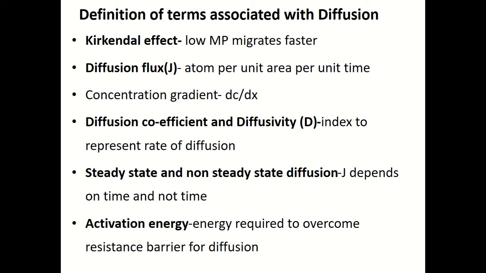Or it is nothing but the number of atoms of one plane moving to unit area of another plane per unit time. That is also correct. The number of atoms, that is the mass flow of atoms per unit area per unit time. And please note that the diffusion flux is always proportional to the concentration gradient.